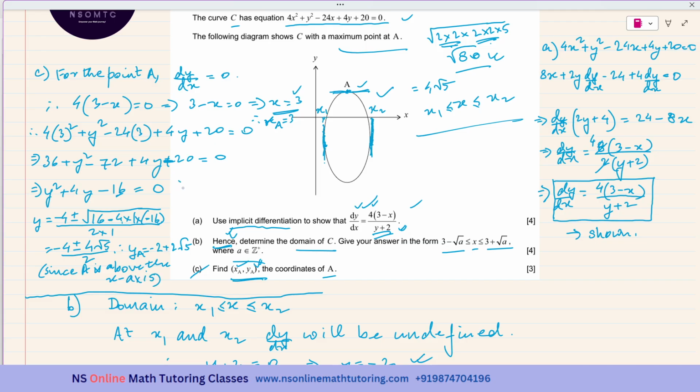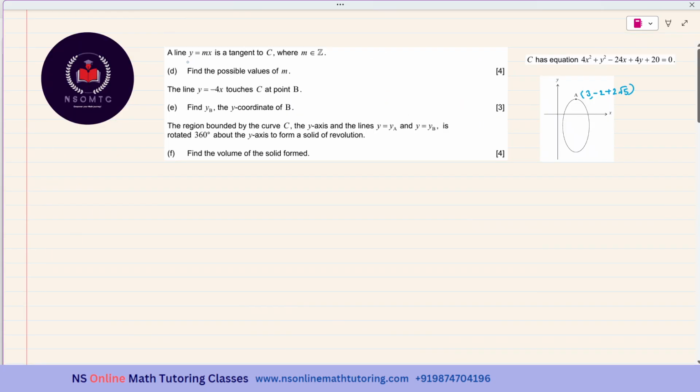Okay, so therefore A has the coordinates 3 comma minus 2 plus 2 root 5. A line y equal to mx is tangent to C, where m is an integer. So part D's question is: find the possible values of m. So there will be more than one value for m.